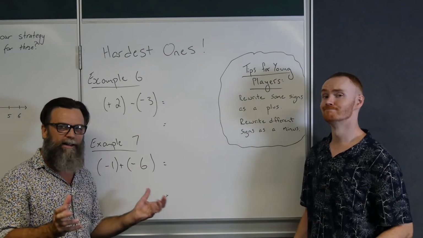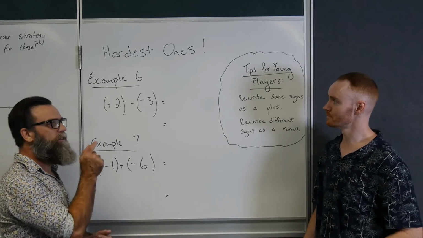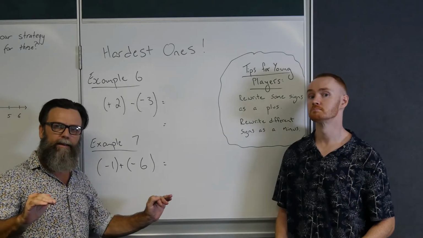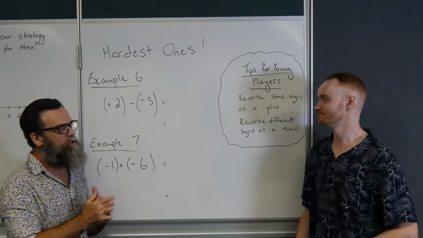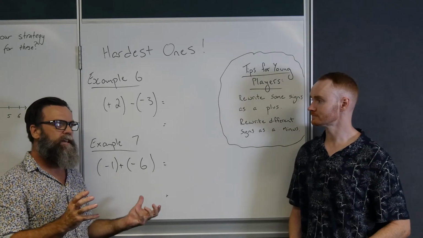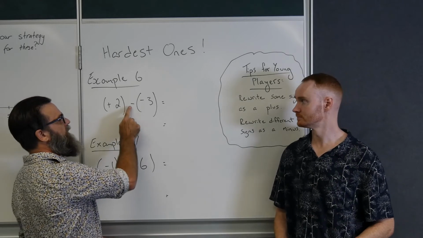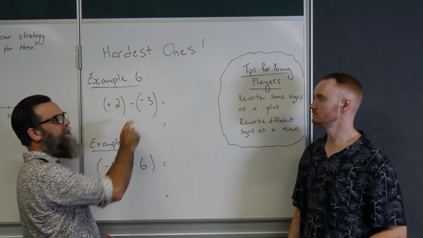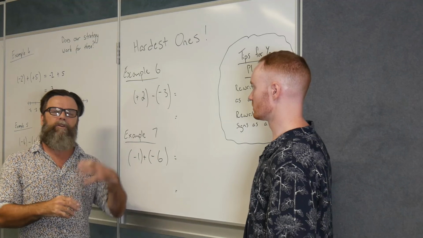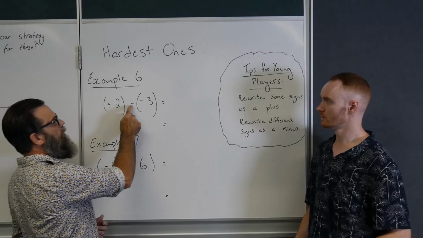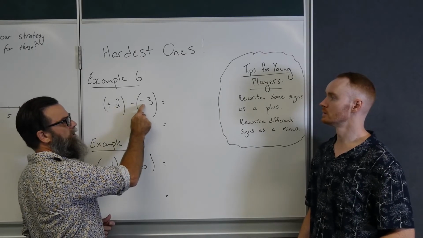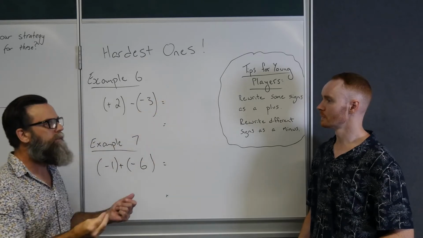This brings us to the hardest ones, Mr. Savage. If you can do these ones, you can do any of the others. Ready to go. Now, I believe our strategy is still going to work exactly the same, but there's an extra little something to think about. We haven't seen minus a negative before. Have you got any tips for how to deal with when we get two signs that are side by side like that in terms of how we rewrite that in the first stage?